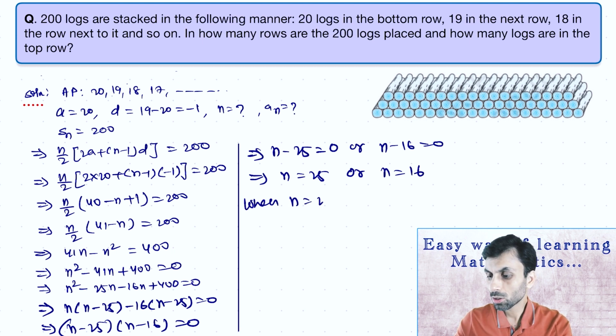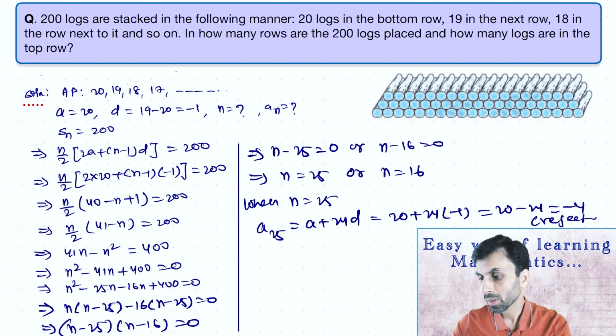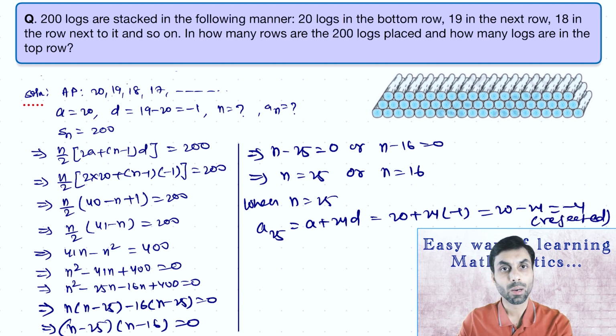When n is 25, an, that is a25, will be a plus 24d, which will be a is 20 plus 24 into minus 1, which will be 20 minus 24, that is minus 4. It will get rejected, as the number of logs cannot be negative.